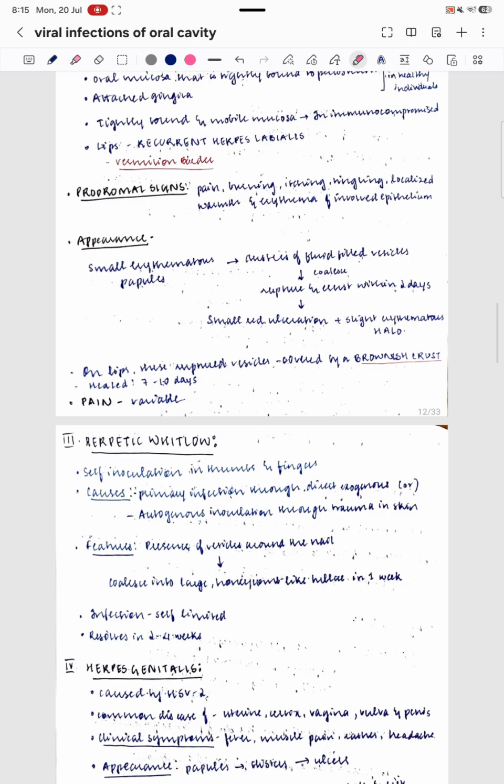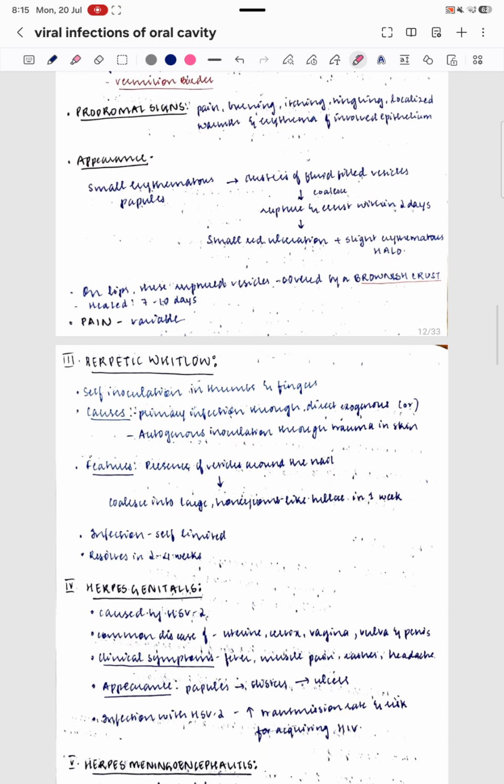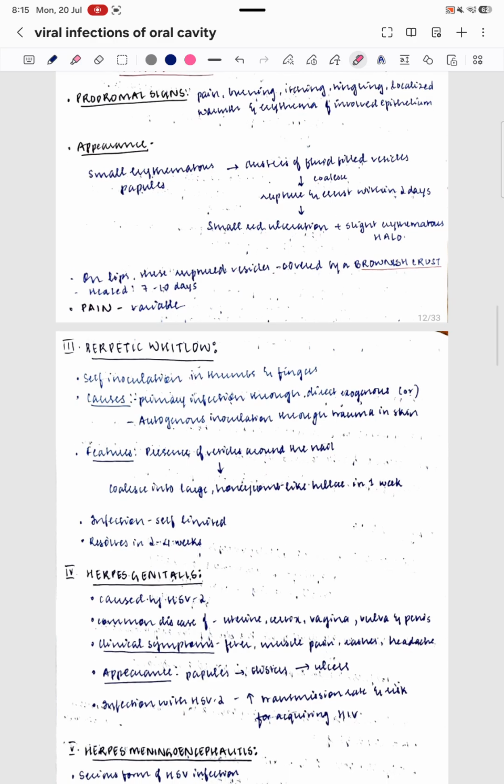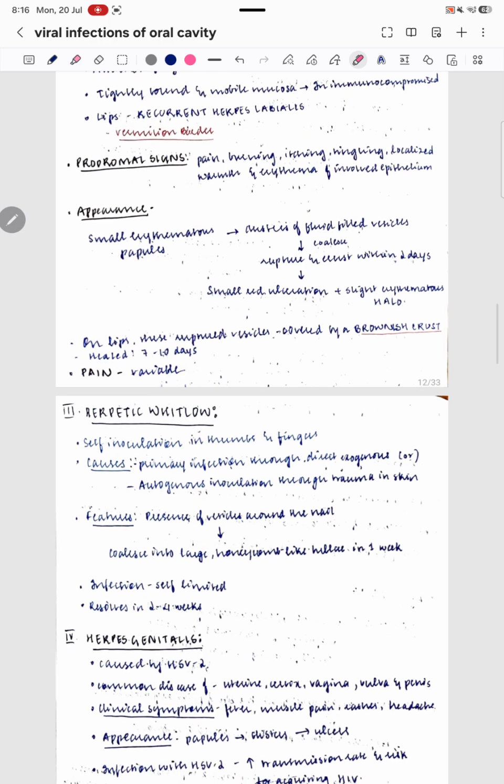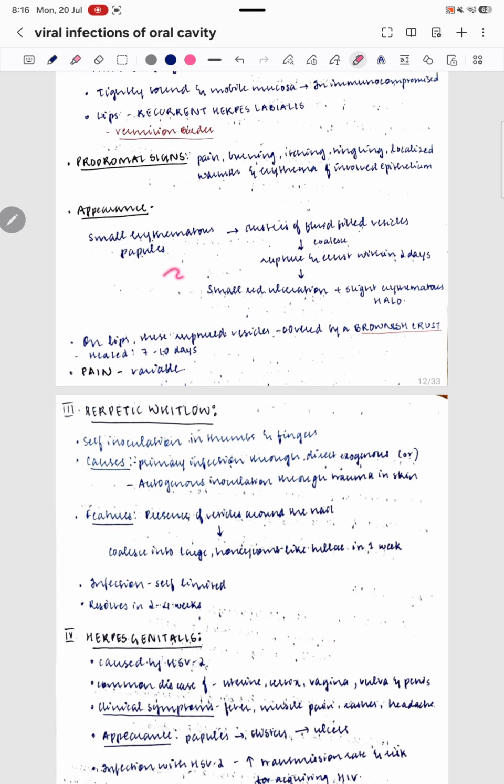Okay, so appearance: small erythematous papules appear, then these papules fill with fluid, forming vesicles. So there is a formation of papules, those papules collapse, then they form ulcers, those ulcers coalesce and form a large ulcer. That is common for all the lesions of the herpes. So there are small erythematous papules, clusters of fluid filled vesicles that coalesce, rupture, then form ulcerations. Then that forms your erythematous halo.